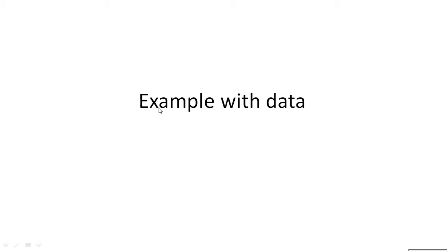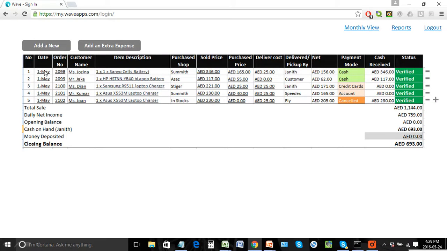So I'm just going to show you an example with data in it. As you can see, this is the date. So you have a date, order numbers, customer name, and the item description. Now here I'm going to show you something probably important. These things that I marked, do you see the underline? Underlined things can be edited by the user, but these ones obviously cannot be edited.